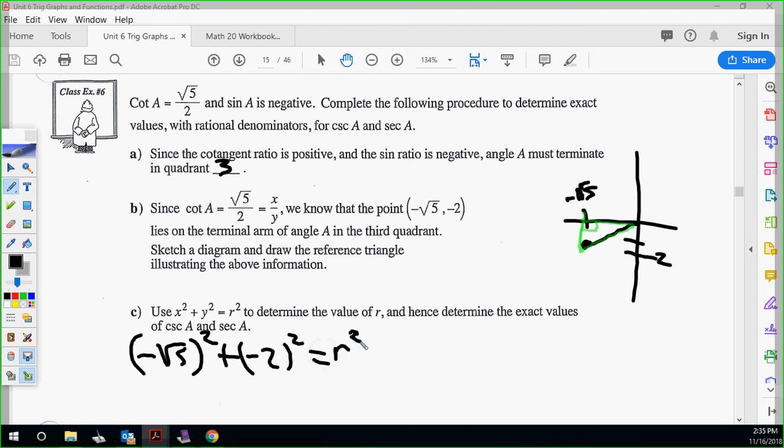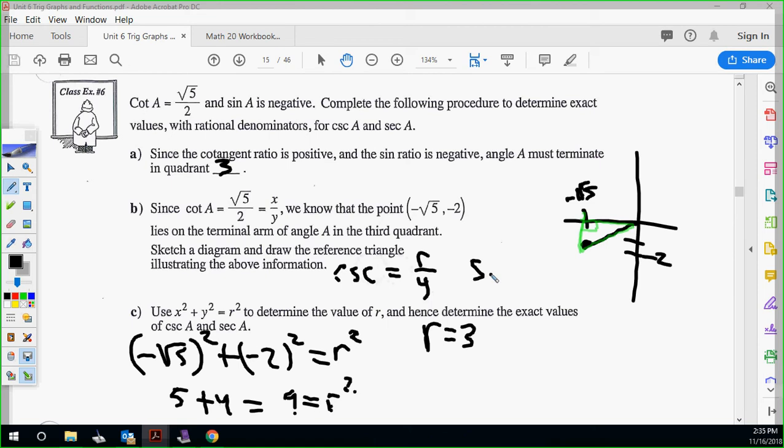Just doing the Pythagorean theorem. Negative root 5 squared is just 5. Negative 2 squared is 4. So 5 plus 4 is 9. So that makes R 3. Okay. Since R is 3, we can now do cosecant and secant. Remember, cosecant is R over Y, and secant is R over X.